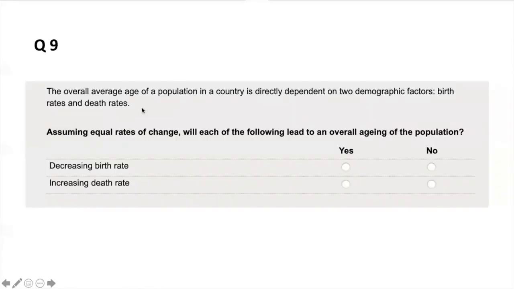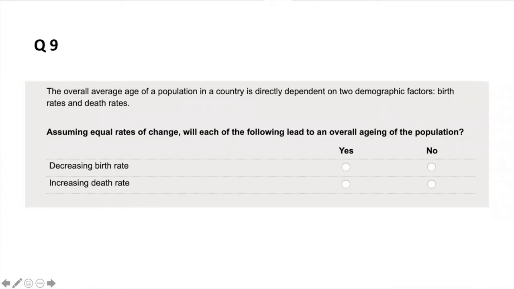Question number 9. Now, the overall average age of a population in a country is directly dependent on two demographic factors, birth rates and death rates. Sounds logical, okay? So the average age of a population is dependent on two factors, birth rates and death rates. Assuming equal rates of change, so when the birth rates decrease, the death rates decrease. And when the death rates increase, the birth rates increase as well. So assuming equal rates of change, will each of the following lead to an overall aging of the population?